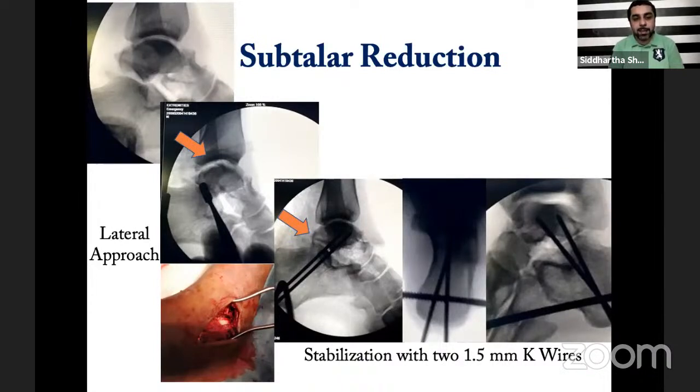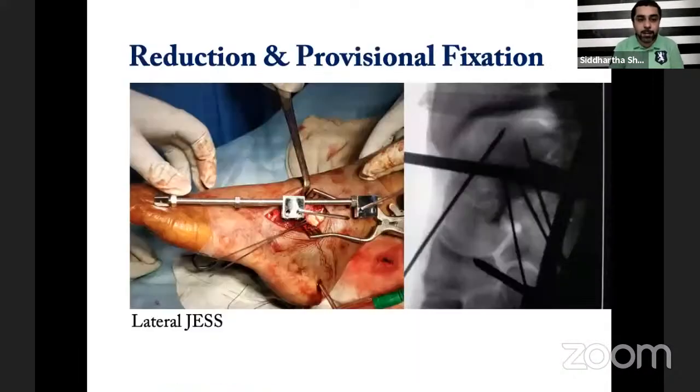So we did a lateral approach, figured out where the subtalar joint was, put in a periosteal elevator very gently, and increased the deformity, and then brought the subtalar joint back. And you can see here that this has been reduced. It was unstable, so we pinned this with two K-wires temporarily. And you can see that even as we did this, the talus neck is starting to fall back into place. There is a semblance of restoration of anatomy.